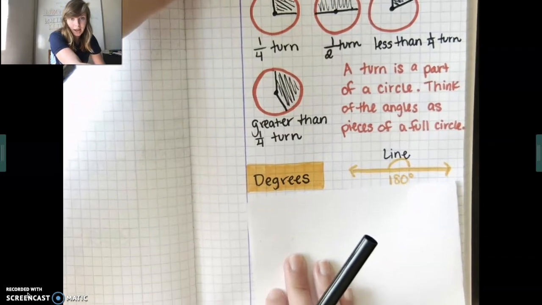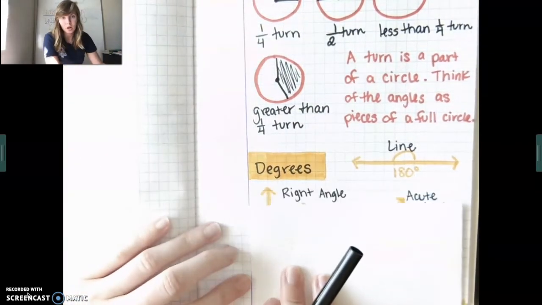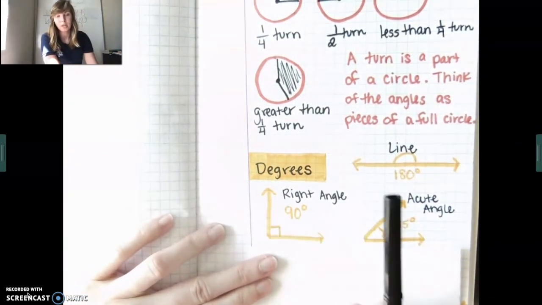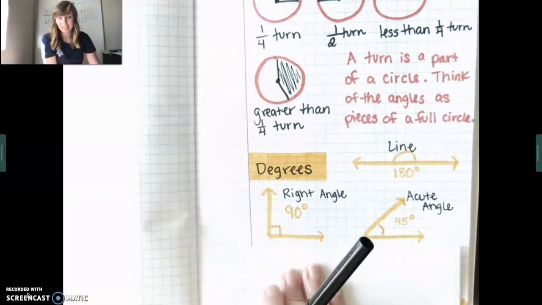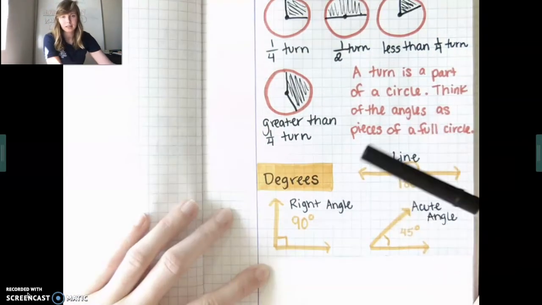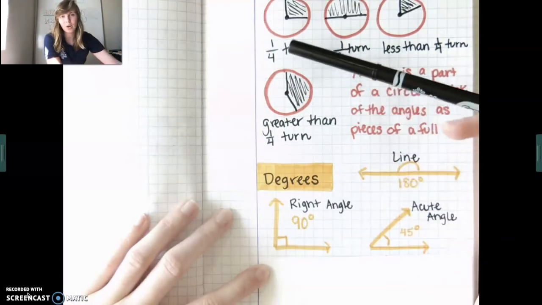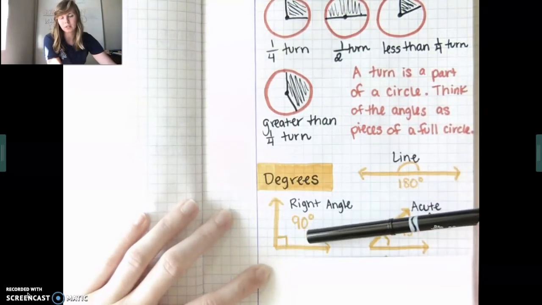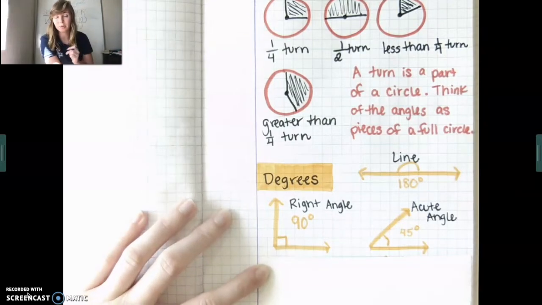Other angles we have are a right angle and an acute angle. A right angle is 90 degrees. The right angle is the same thing as a quarter turn. Up here, you'll notice the black area here looks the same as this angle right here. 90 degrees makes a right angle.